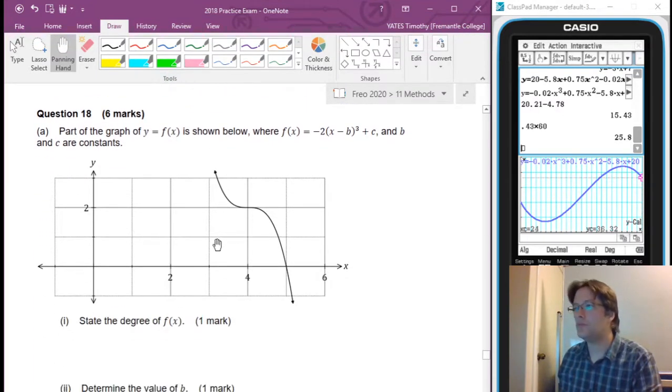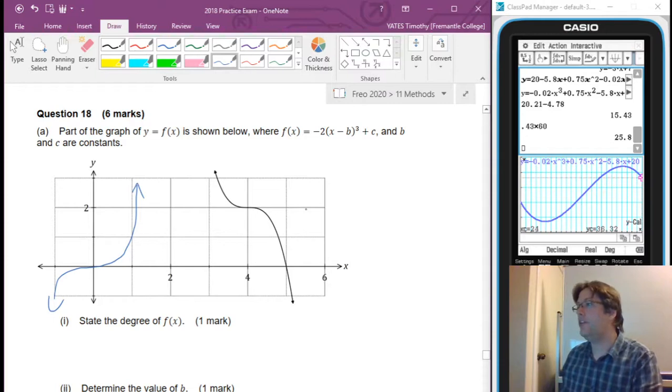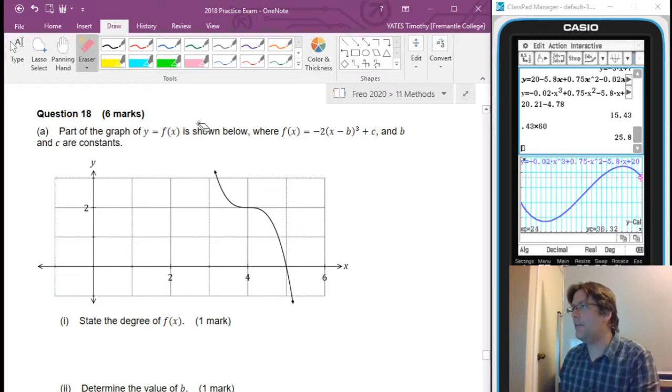Okay. Next one up here, question 18. We've got a cubic, and it's just our standard cubic, which looks like this. So our standard cubic looks a little like that, except a few things have been done to it. It's been shifted to the right, it's been shifted up, and it's been flipped upside down. So we've got to remember that when we're having a look at this particular cubic.